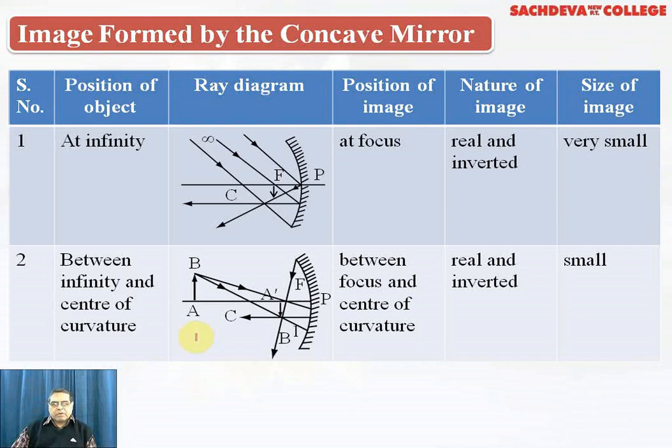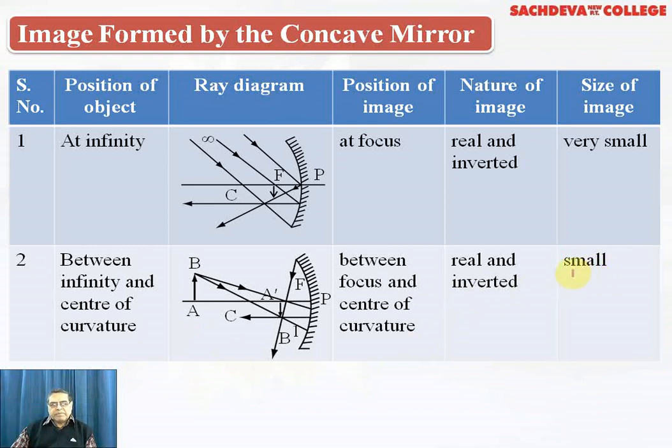So how exactly do we draw the image? That is, the position of the image will be between focus and center of curvature. So the rays of light are coming from B, striking the mirror. We are finding that one of the rays of light coming from the extreme of the mirror will cut the line parallel to the axis at B. From B we draw a perpendicular, and that is the inverted image of the object. So a real and inverted image is formed, and the size of the image is very small.